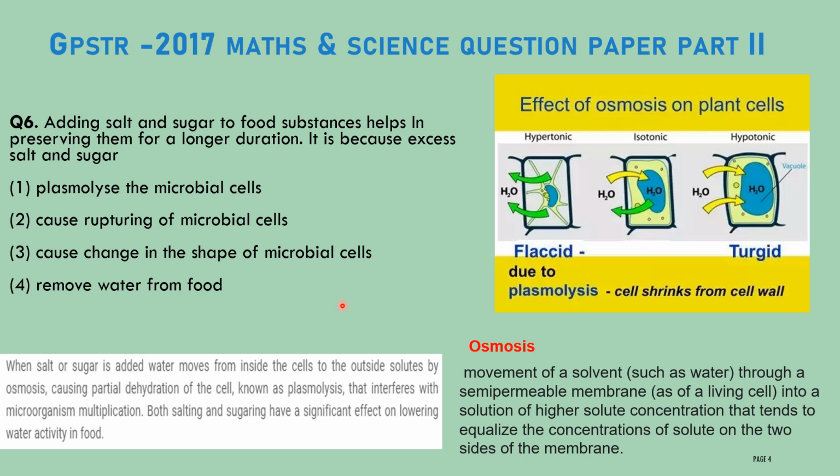Let us discuss the answer. First, what is osmosis? Osmosis is the movement of solvents such as water through a semi-permeable membrane, as of a living cell, into a solution of higher solute concentration, which tends to equalize the concentration of solute on the 2 sides of the membrane. Osmosis is nothing but movement of water.